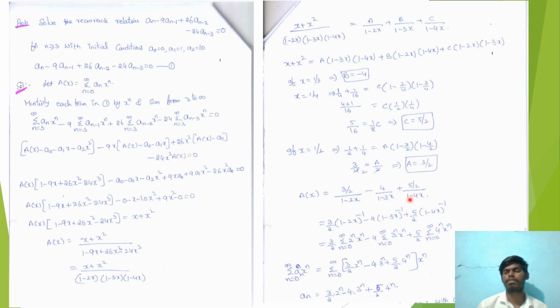Similarly for this term and this term. After substituting these values, the summation and x to the power of n will cancel, so that we will get a n is equal to 3 by 2 into 2 to the power of n minus 4 into 3 to the power of n plus 5 by 2 into 4 to the power of n. This is known as the required solution for the given equation.